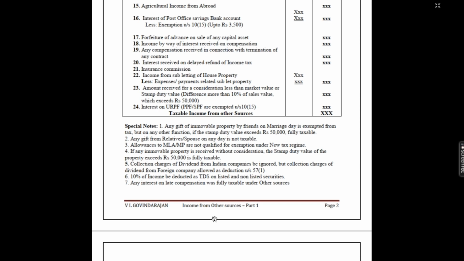10% of income will be deducted as TDS on listed and non-listed securities. That means interest income: if the interest income exceeds 10,000, 10% will be deducted as tax on such interest income. Any interest on late compensation was fully taxable under income from other sources.